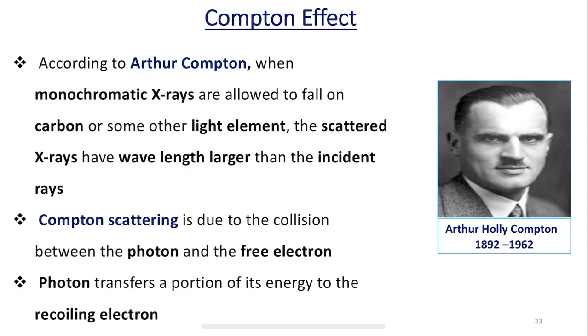So in my last class, we understood what is meant by the photoelectric effect. The photoelectric effect was first observed by J.J. Thomson: when light of a certain frequency falls on the surface of a metal, electrons are ejected from the metal. This phenomenon is known as the photoelectric effect, and the ejected electrons are called photoelectrons, right?